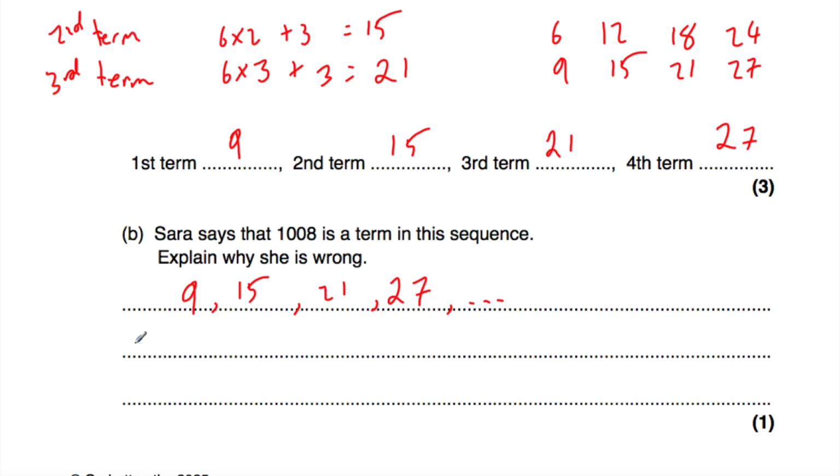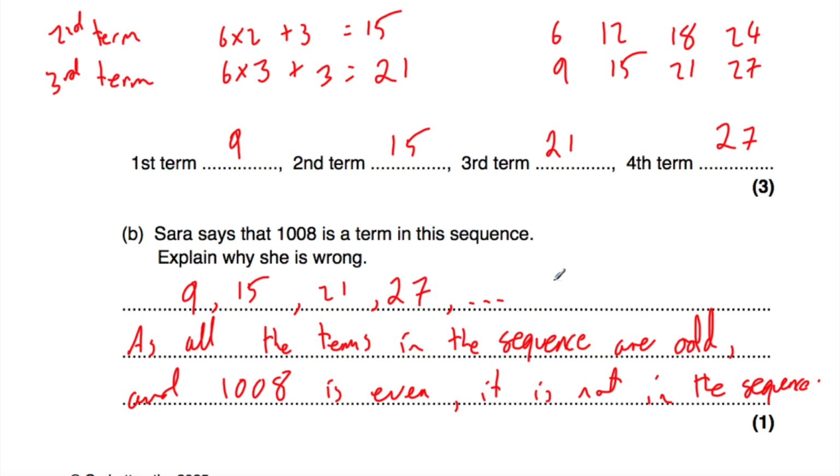So let's explain that. And that's it. I've just explained, and I'll read this out just in case you can't read my handwriting here. I've done it quite quickly. It says that as all the terms in the sequence, 9, 15, 21, and 27, are odd, and 1008 is even, it's not in the sequence.